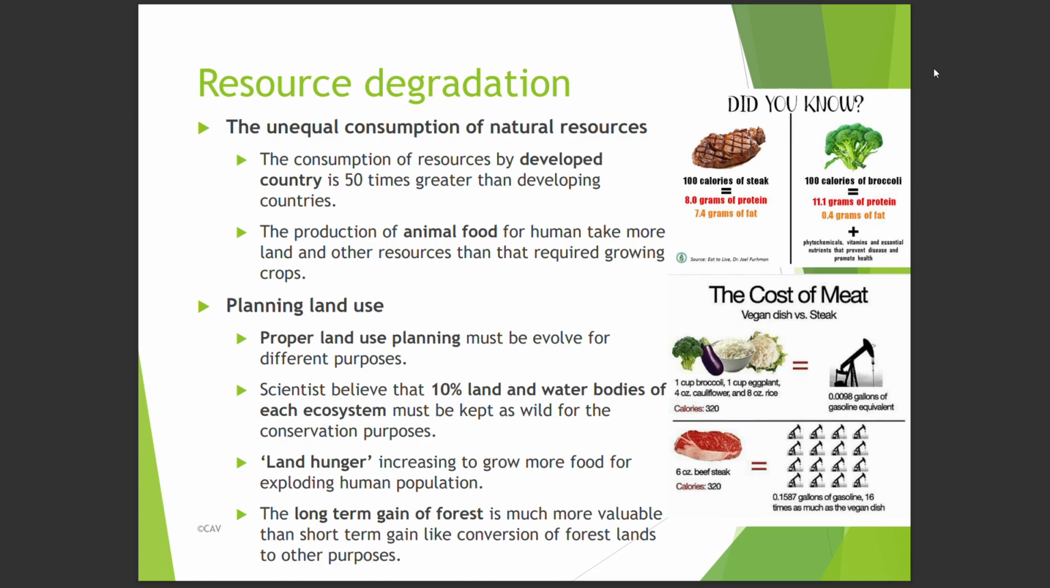Next is planning land use. Proper land use planning must be evolved for different purposes. Scientists believe that 10% of land and water bodies of each ecosystem must be kept as wild for conservation purposes. Land hunger is increasing to grow more food for the exploding human population. The long-term gain of forest is much more valuable than short-term gains like conversion of forest lands to other purposes.